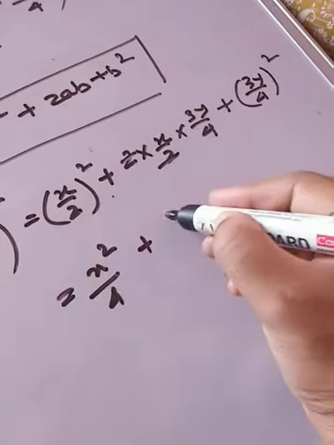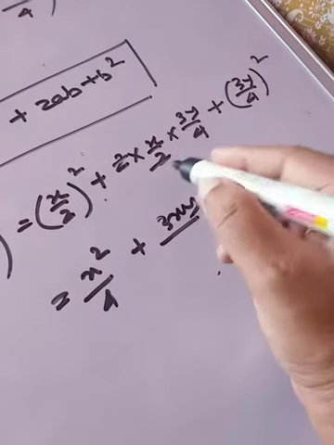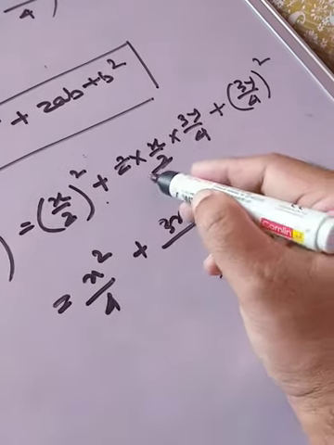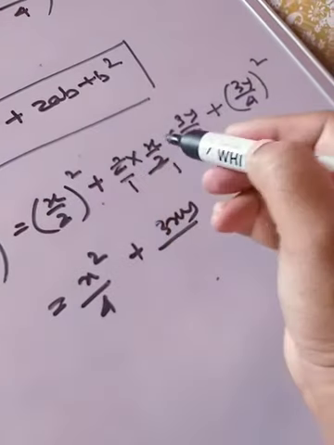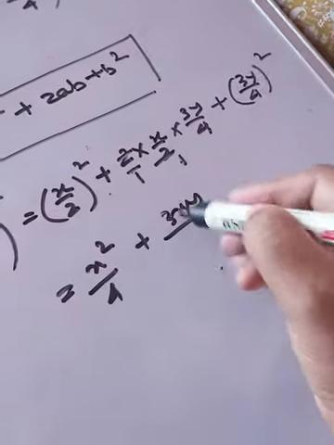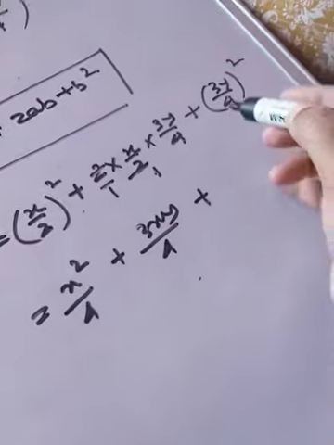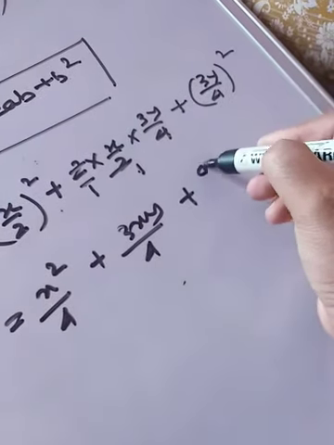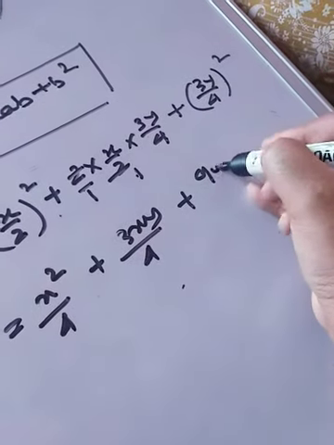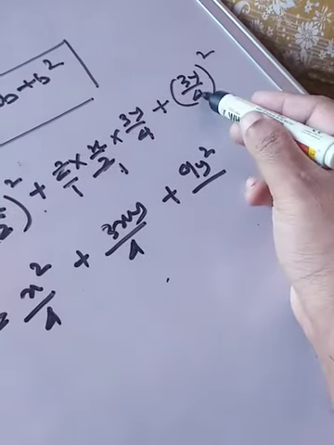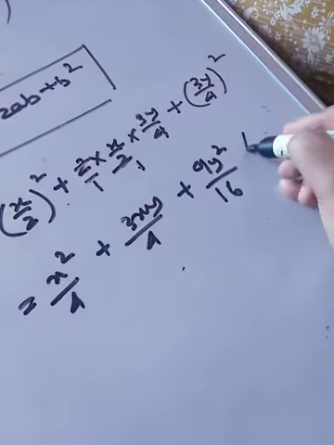X into 3y, 3xy. There is nothing apart from 4. So 4 ones are 4. Even this is also carrying 1. 4 ones are 4, 4 ones are 4. So the answer would be 4. Now what is the square of 3? 9. That is 3 into 3, 9. What is the square of y? Y into y is what? Y square. What is the square of 4? 16. So this is your answer.